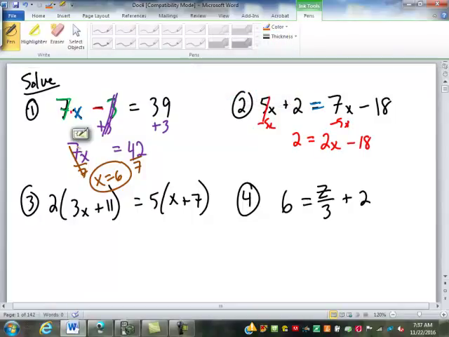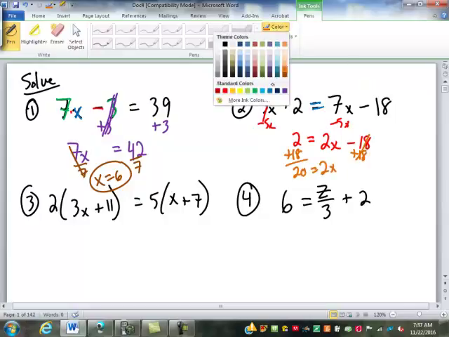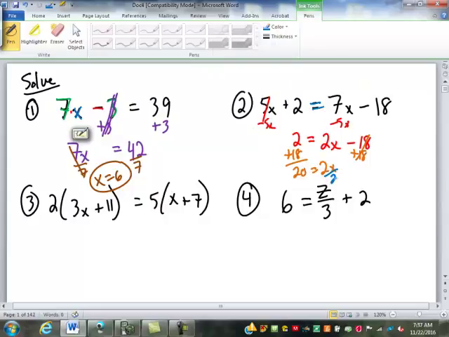Now it's just like over here. I got two things to get rid of. What am I going to get rid of first? 18. So I add 18. 20 equals 2x, and then divide by 2. 10 equals x, or x equals 10. How many of you had that one? Okay. You did the other way around, but you still had it? Yep. Because it would be negative 2x equals negative 20. And so negative 20 divided by negative 2 is still a positive 10.